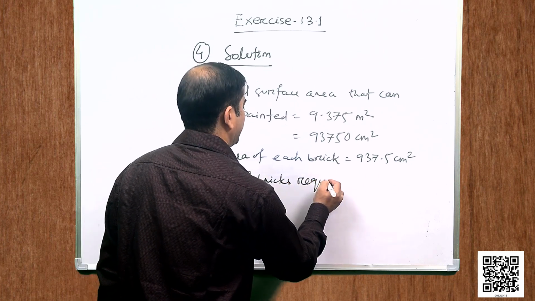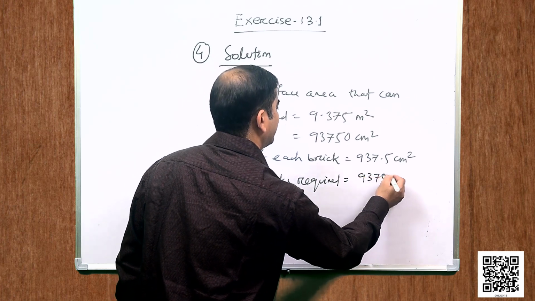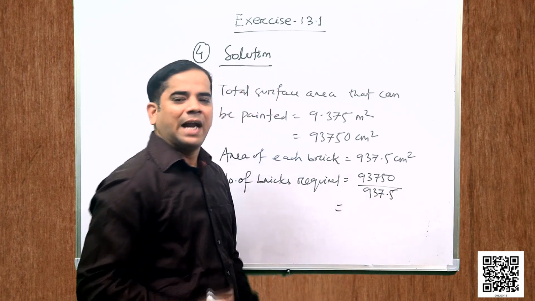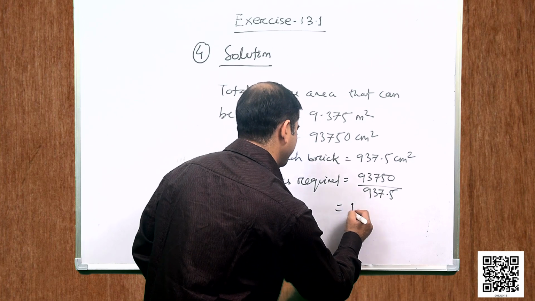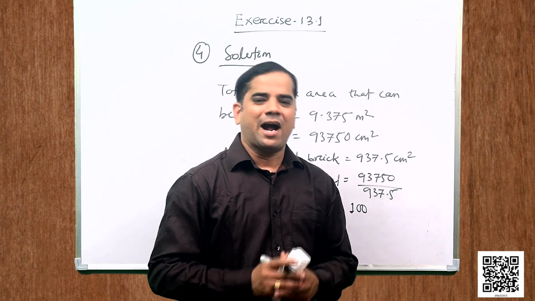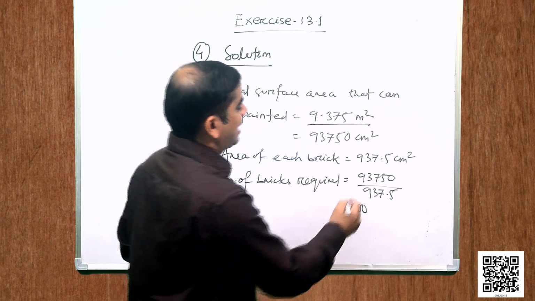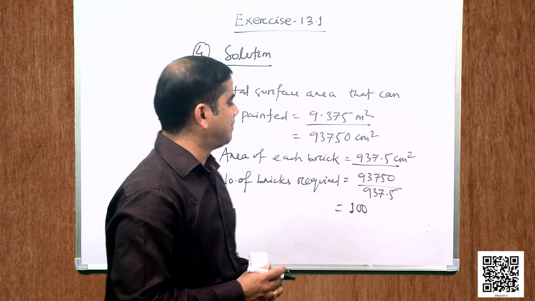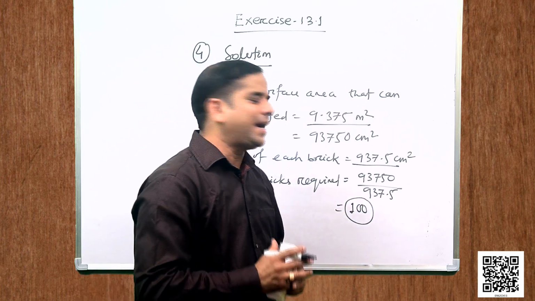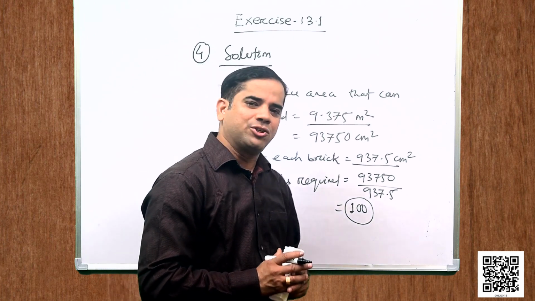So to find the number of bricks required, number of bricks required is equal to 93750 divided by 937.5, that gives us 100 bricks. So 100 bricks can be painted out of the container. This much area is to be covered, and as each brick has an area of 937.5, 100 bricks can be painted using the paint in the container. Fine. Hope you have understood this.